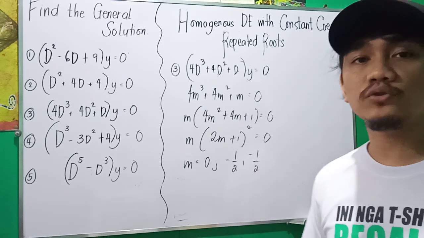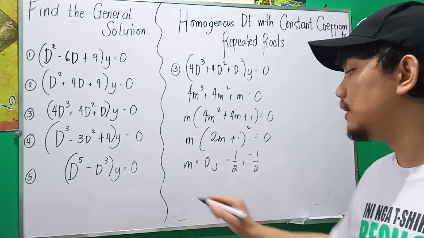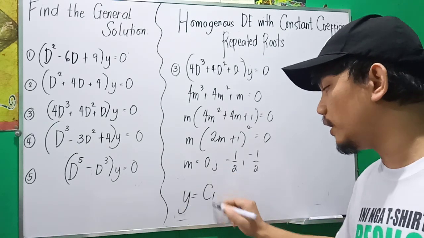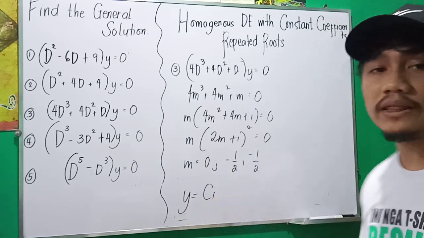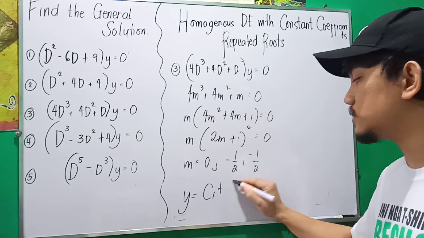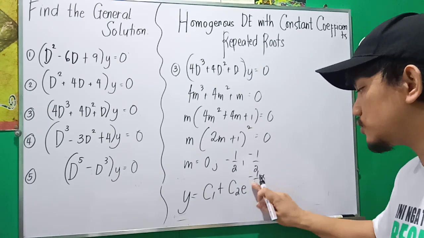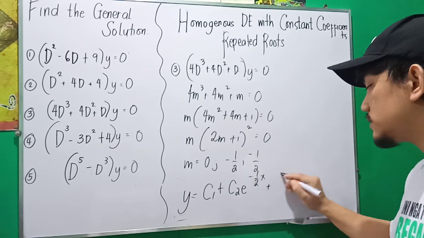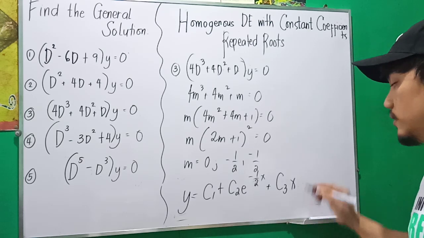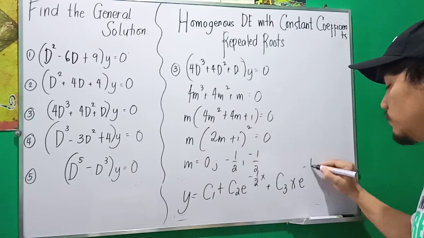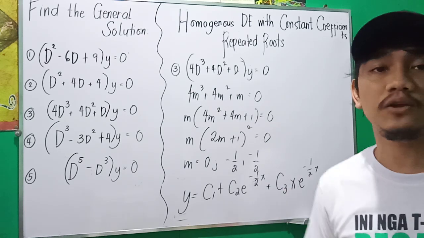So, ano yung magiging solution natin, Sir IJ? Since tatlo yung roots natin, aabot tayo ng C3. So, that is y is equal to C1. Diba kapag 0, yung e raised to 0 is 1, so constant na lang siya. C1 plus C2 e raised to negative 1/2 x. Plus C3x, lalagay mo ng x kasi naulit siya ng isang beses pa, e raised to negative 1/2 x. So, ito na yung final answer. Or you can factor out. Depende sa inyo mga lods.